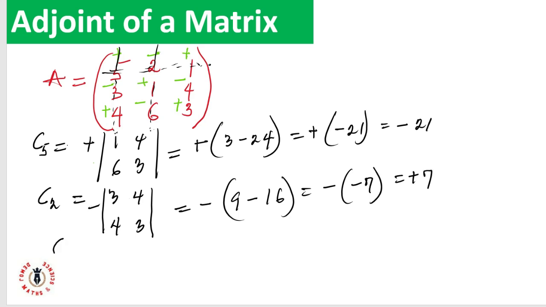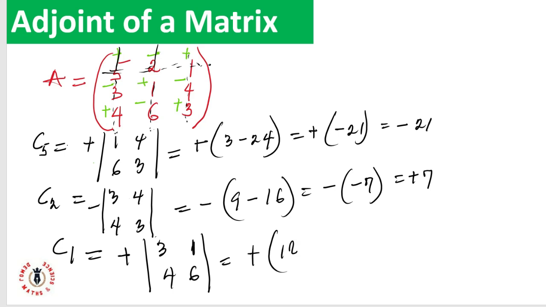Now let's pick the third element, that's the cofactor of 1, that will come from plus. Obviously, I'll pick 3, 1, 4, 6, which is equal to plus 18 minus 4, which is plus 14, which is equal to 14. Now we're finished with the first row. Let's take the other rows.